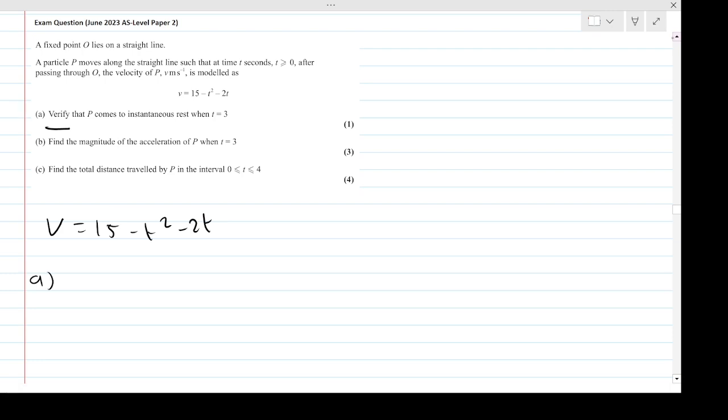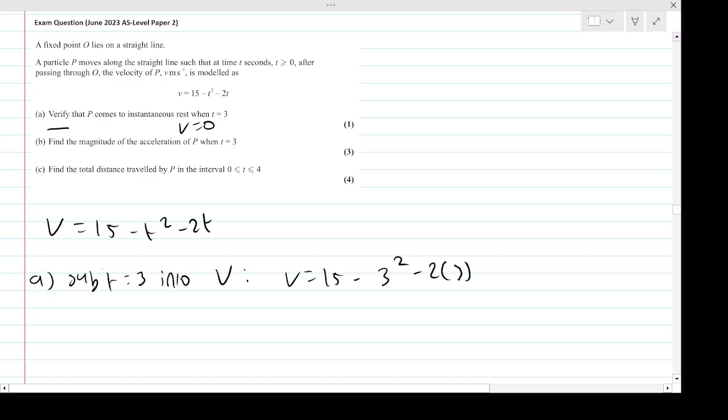Well, okay, two things. Firstly, rest again means the velocity is 0. But in part A, it wants me to verify. That means I don't necessarily need to solve this. I just need to substitute it. I need to check the answer works. So I just need to substitute the answer in. If I sub t is 3 into v, then v is going to be 15 take away 3 squared, take away 2 lots of 3. And hopefully, if you put that in the calculator, you should get 0, which means it comes to rest.